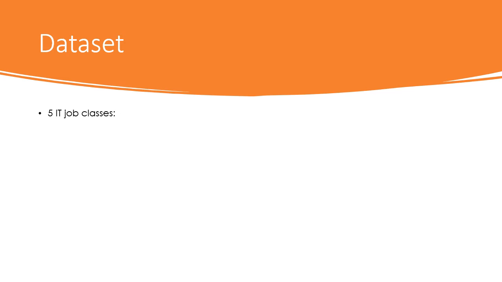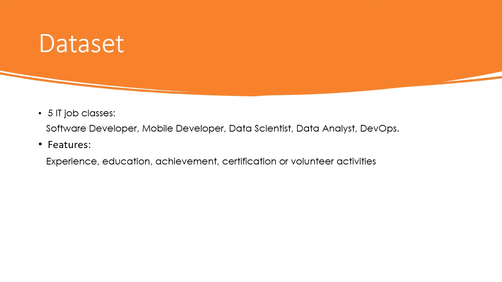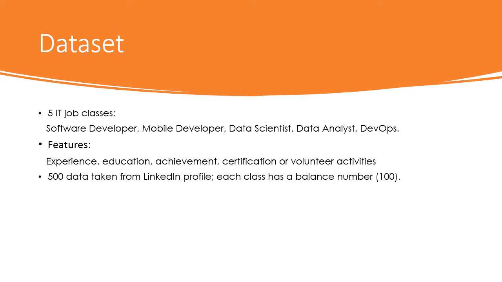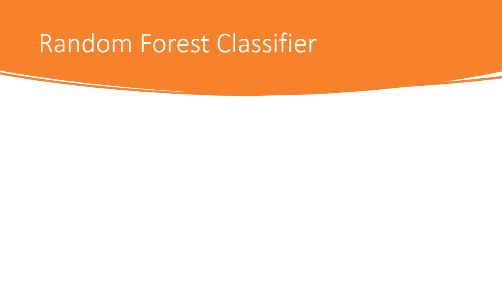The dataset used has 5 types of IT job classes: software developer, mobile developer, data scientist, data analyst, and DevOps. The features are experience, education, achievement, certification, or volunteer activities. 500 data were taken from LinkedIn profiles, and each class has a balanced number, which is 100 profiles per job class. The annotation or labeling is made by viewing the current occupation of each profile, and the verification is done by 15 professionals using Google Forms.